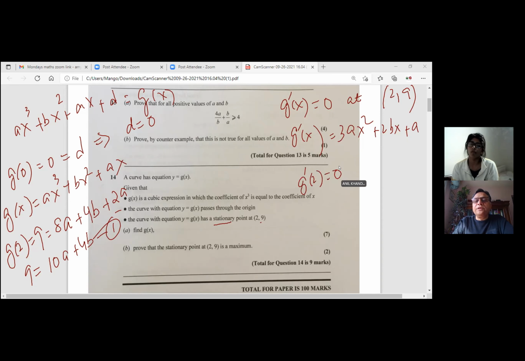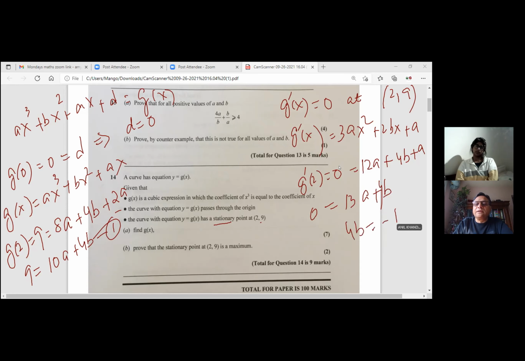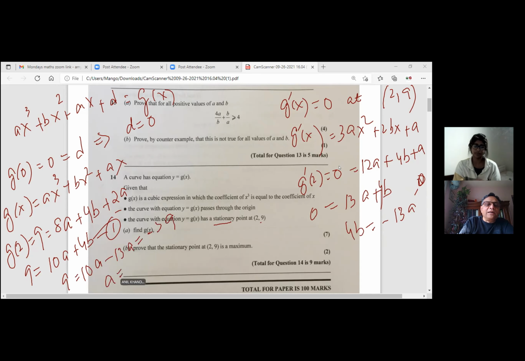So when you substitute 2 here, we get 2 squared is 4, 4 times 3 is 12, 12a, plus 2 times 2 is 4, 4b, plus a, right? So we get 0 equals 12 plus 1, 13a, plus 4b. Is it okay? Yeah. So we get 4b equals minus 13a, correct? Call this equation two. We'll sub it in here, right? So 9 equals 10a minus 13a, which is minus 3a. So a equals minus 3, correct?